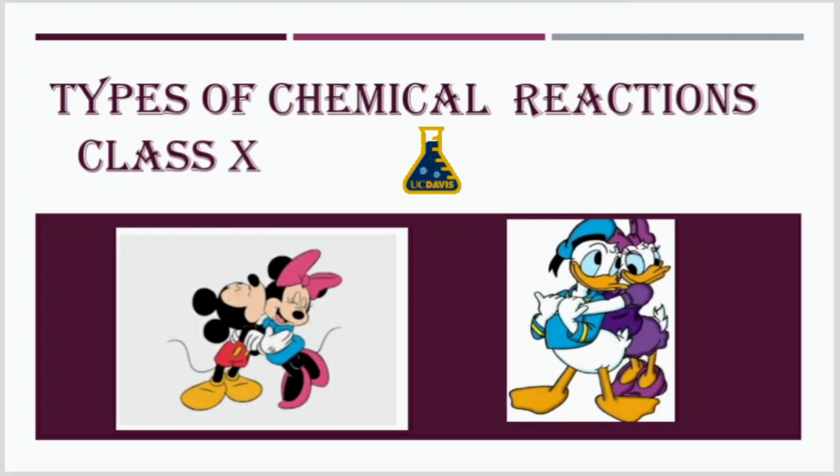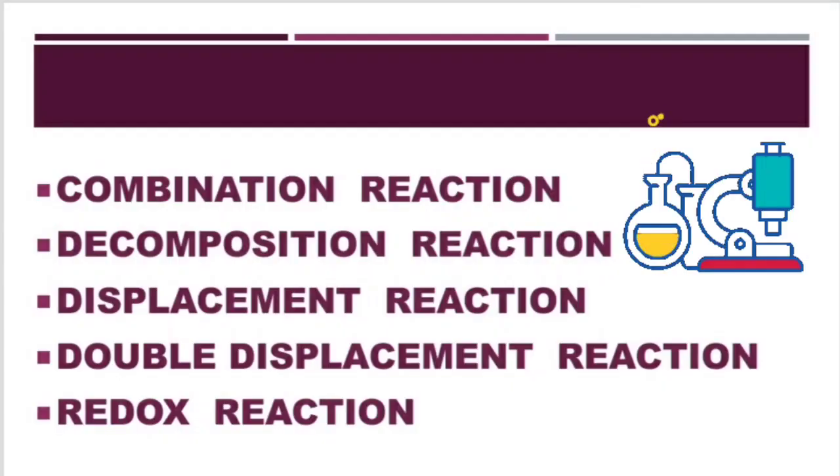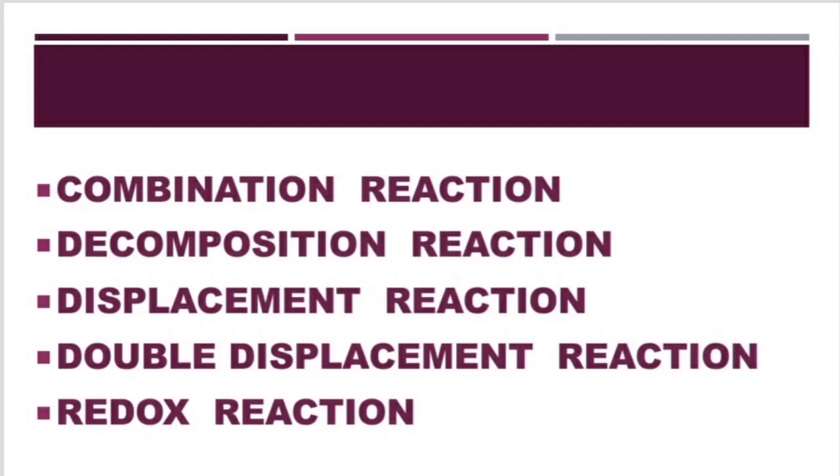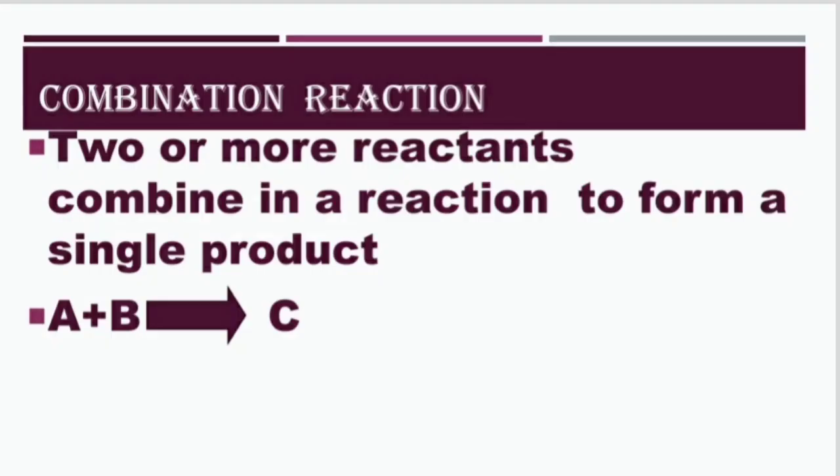Everyone, today we'll be dealing with types of chemical reactions. There are 5 types of reactions you have to study in class 10. First one, combination reaction. Second one, decomposition reaction. Third one, displacement reaction. Fourth one, double displacement reaction. Fifth one, redox reaction.